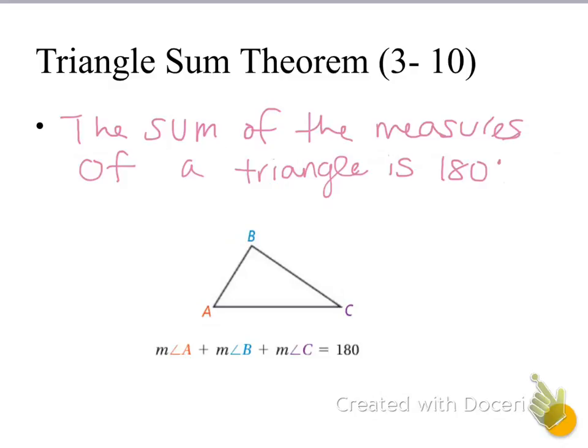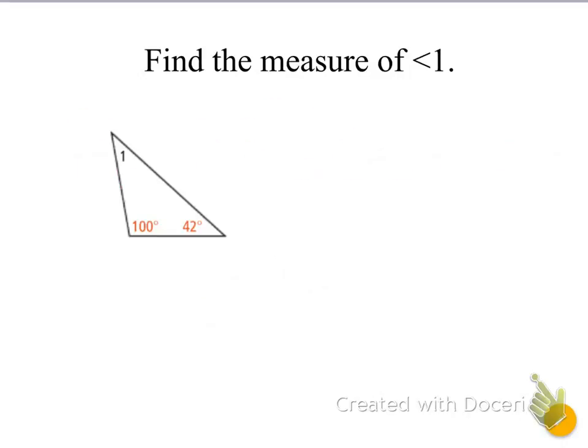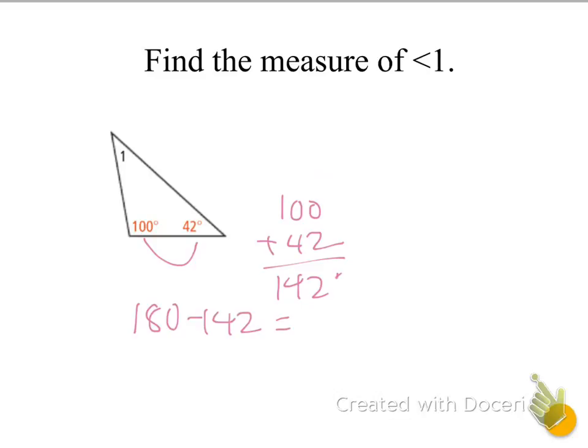Okay, the sum of the measures of a triangle is 180 degrees. So that means if I add all my angles in a triangle together, it should be 180 degrees. To find the measure of angle 1, I have two angles. The total should be 180. So if I add these two to get 142, I can subtract that from 180 to figure out what that angle is that's left. So the measure of angle 1 is 38 degrees.